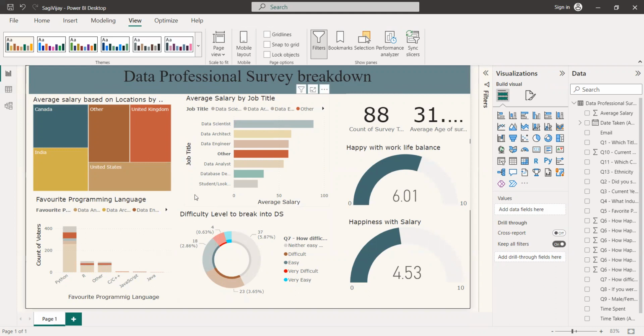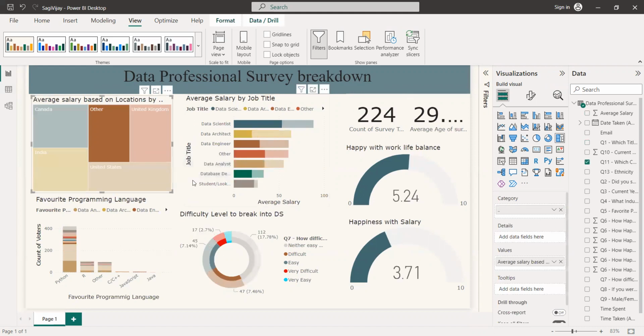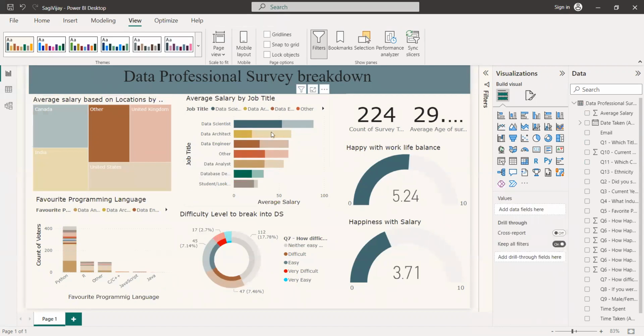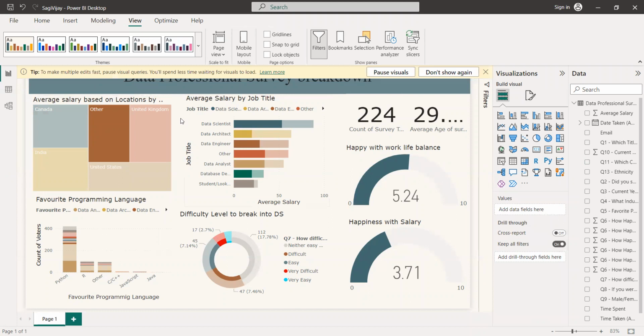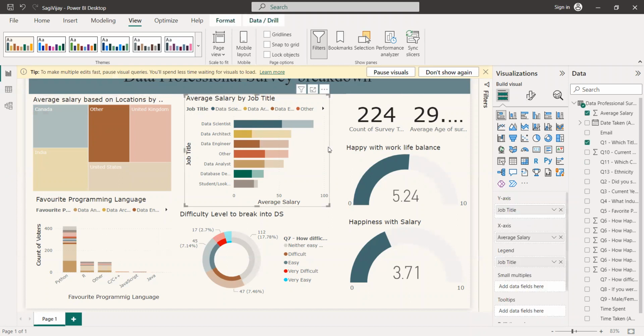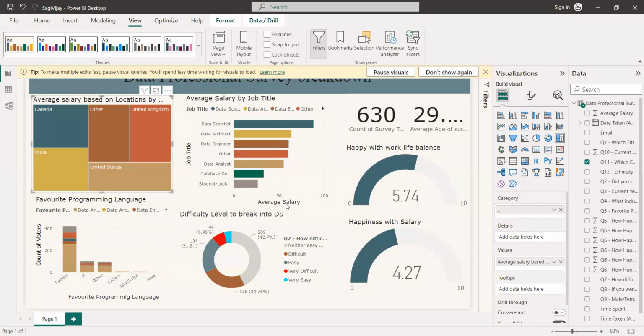And here, as you can see, based on the job title, the data scientist has the highest amount of salary. So, as I was saying, the average salary of the job title. Here we can see that data scientist has the highest salary, which is not accurate exactly, I would say. The average salary should be more than 88K.